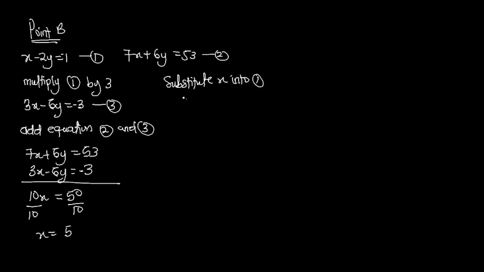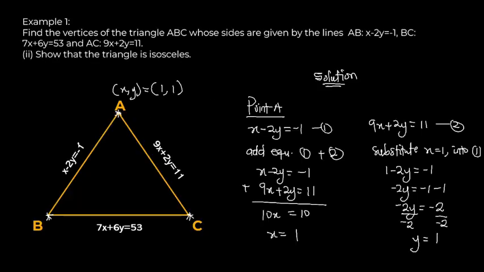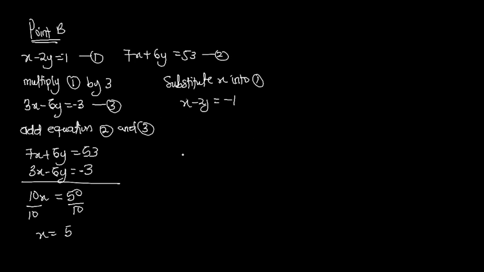Into equation 1, I'm going to have x minus 2y is equal to negative 1, which is the equation we have over here. X minus 2y is equal to negative 1. And then my x value is now 5, so I have 5 minus 2y is equal to negative 1. Negative 2y is equal to negative 1. I send the 5 to the right hand side, it becomes negative 5. So negative 2y is equal to negative 6.